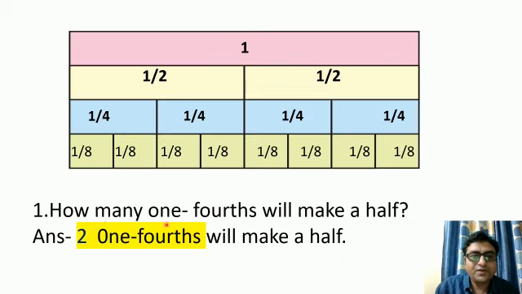So the first question, how many 1/4 will make a half? This is a very simple question. You have already learned in 4th standard halves and quarters. So we can clearly see from this that this is half, and it is made by adding 2 1/4. So 2 1/4 will make a half. You can clearly see from this table. This is half and these are 1/4. So 1 and 2, 2 1/4 makes half. Very simple.